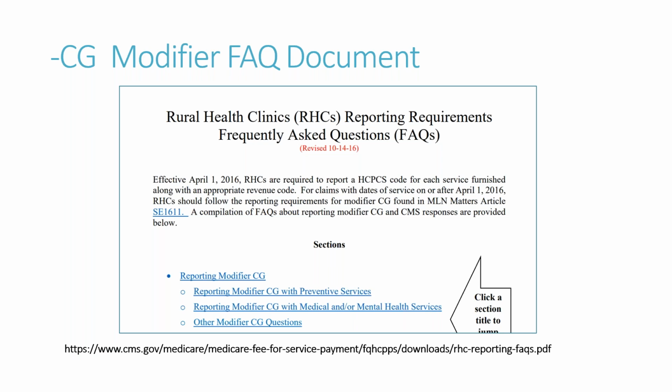This is a great CG modifier FAQ document, and I've put the link on the bottom of this slide. I have heard that this document may be taken down off of the CMS website, even though it is still valid. They're trying to clean up some older stuff they have out there. So if you do not have this document, I would go snag it, save it to your desktop, put it in your RHC billing Bible, however you keep up with all of this stuff, because it may vanish off the CMS website and not be easy to find. It answers all the super important questions about the CG modifier.